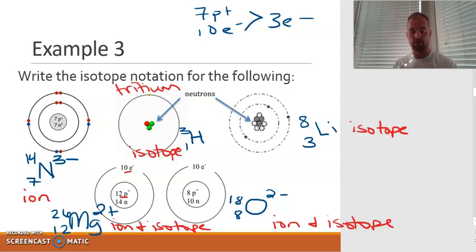If I pop over to the bottom right, we are looking at an oxygen atom because of the 8 protons. If I add up the protons and neutrons, I get a mass number of 18. I have 2 extra electrons than I have protons, meaning that it has an overall negative 2 charge, meaning it is an ion. Also, because the mass of an oxygen atom is normally 16 versus 18, that would make this an isotope.